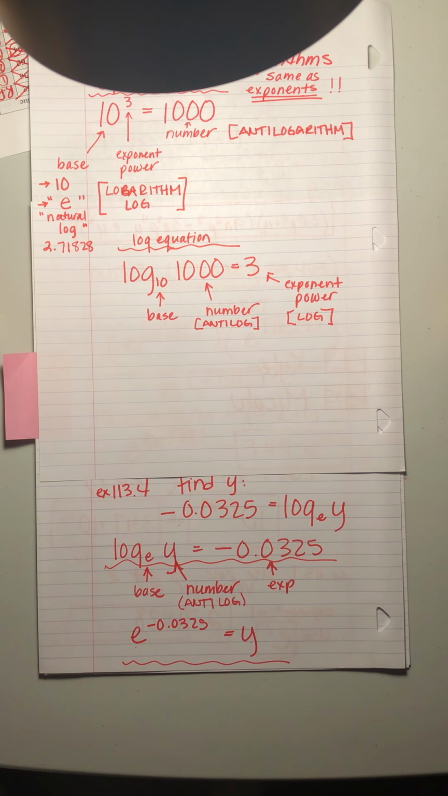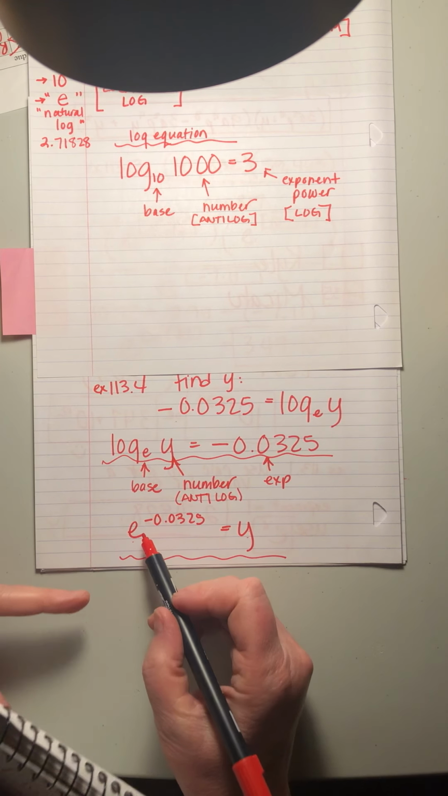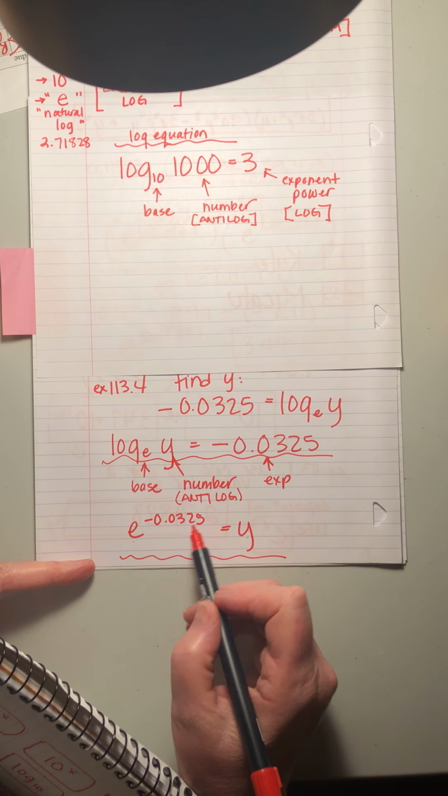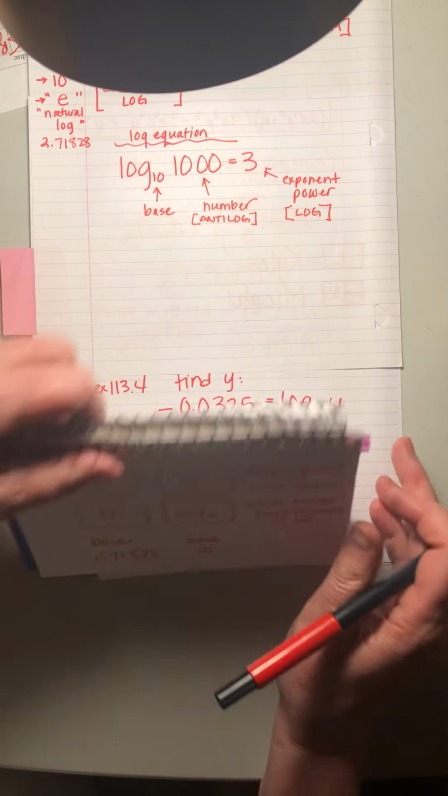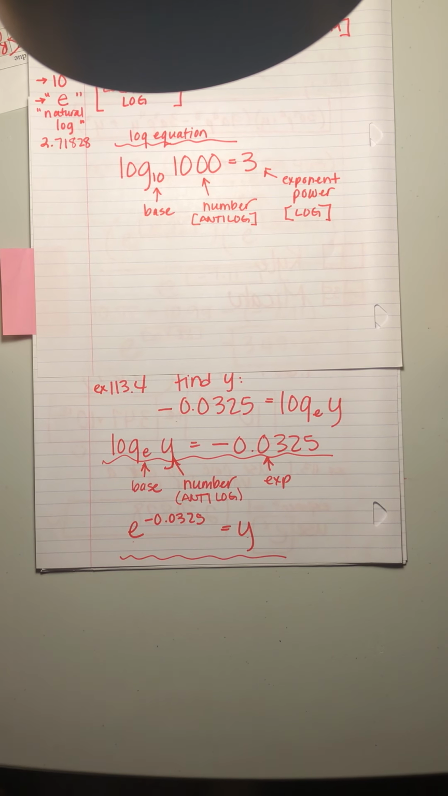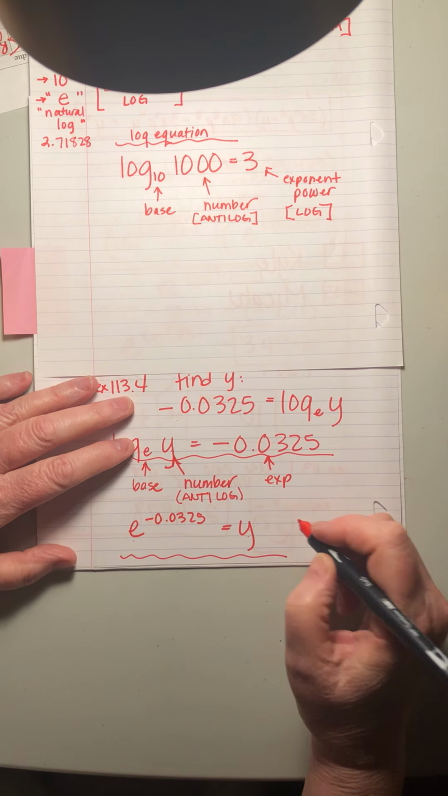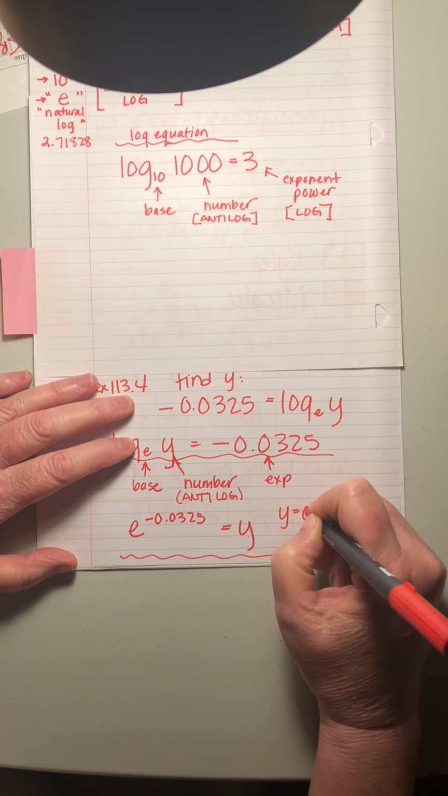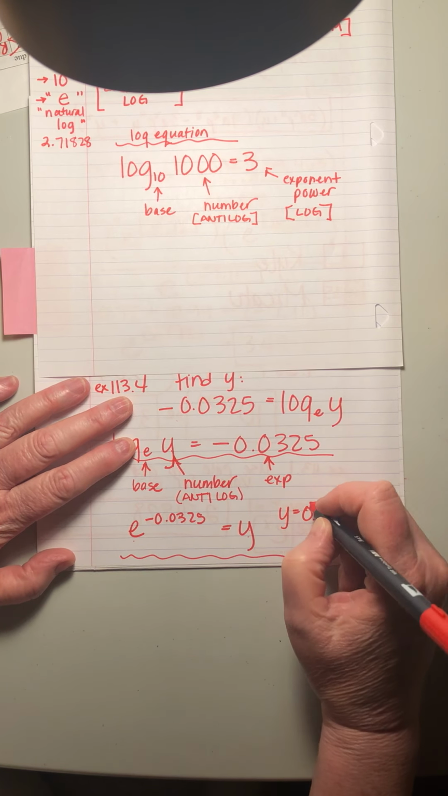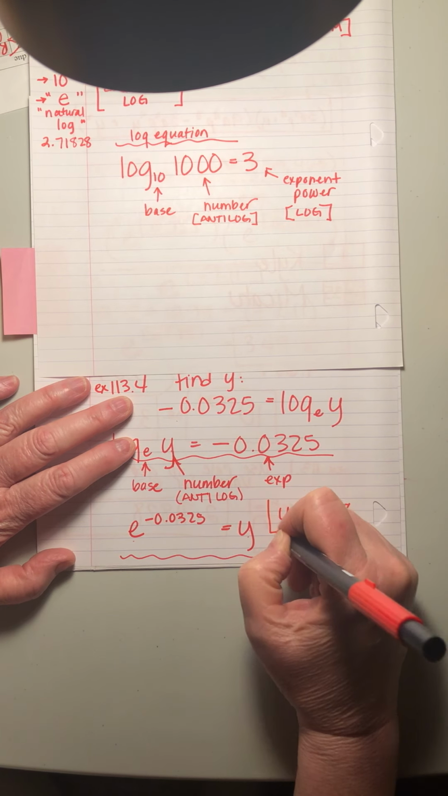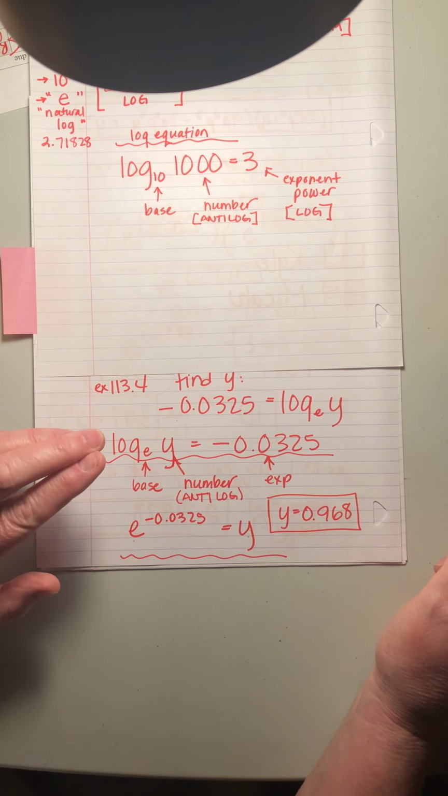This I can do in my calculator quite nicely. I'll enter, here, let me just scoot it up a little. I'll enter 0.0325, I'll hit the minus, then I will use this button because I know the exponent and I need the number, and I will get 0.968. And that means y equals 0.968.